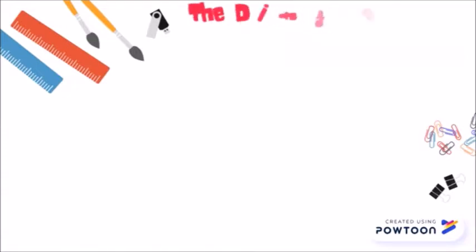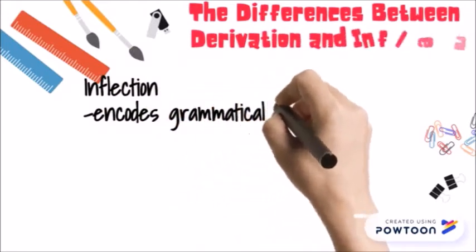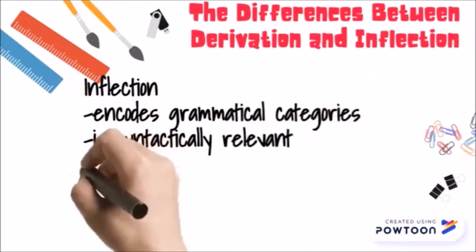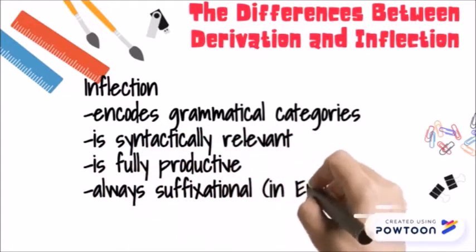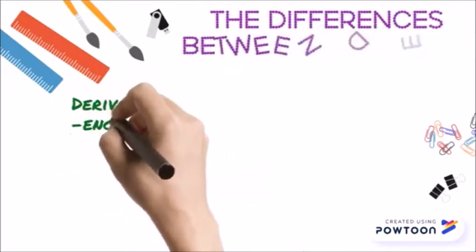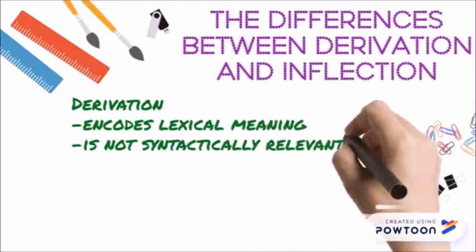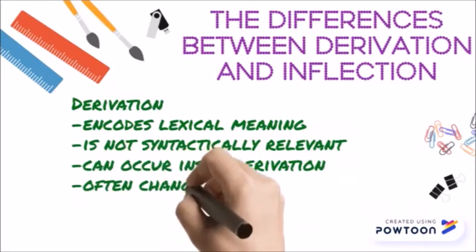Differences between derivation and inflection. Inflection: 1. It encodes grammatical categories. 2. It is syntactically relevant. 3. It is fully productive. And 4. It is always suffixal in English. While derivation: first, it encodes lexical meaning. Second, it is not syntactically relevant. Third, it can occur inside inflection. Fourth, it often changes the part of speech.